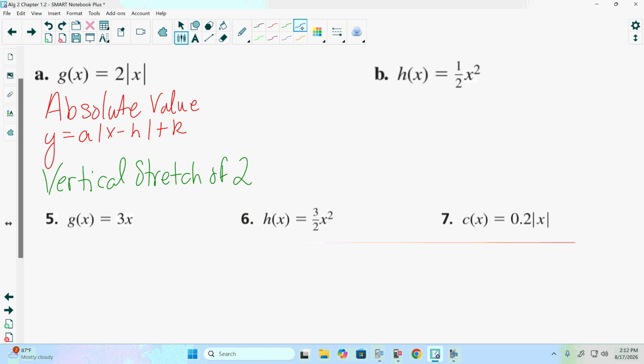If we feel good with A, you ready to look at B? What is the parent function for 1/2 x squared? Quadratic, yes, because we have that square. It is a quadratic.